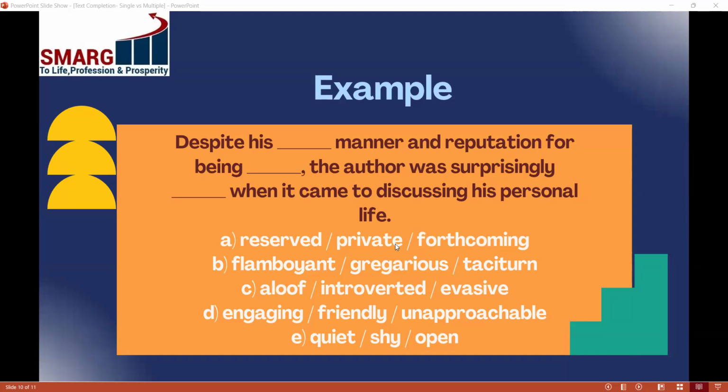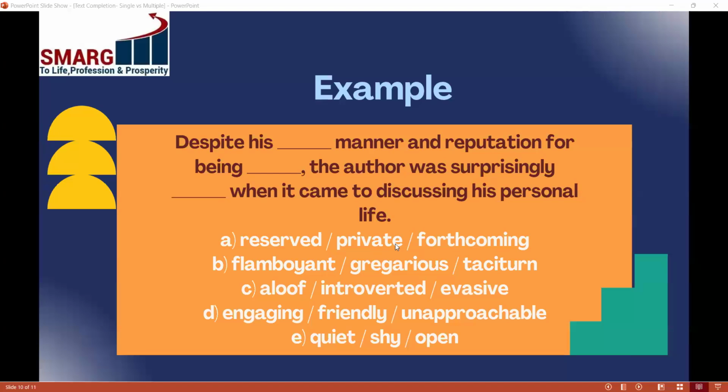Ma'am, I think the option is not E because the first two words in E are quiet and shy, and the third says that he is being open. So it is too much of a very opposite, a very steep shift, I would say. And if we look at option A, it goes gradually. A person can be reserved as well as private, but at an event he can become forthcoming while not being completely open.